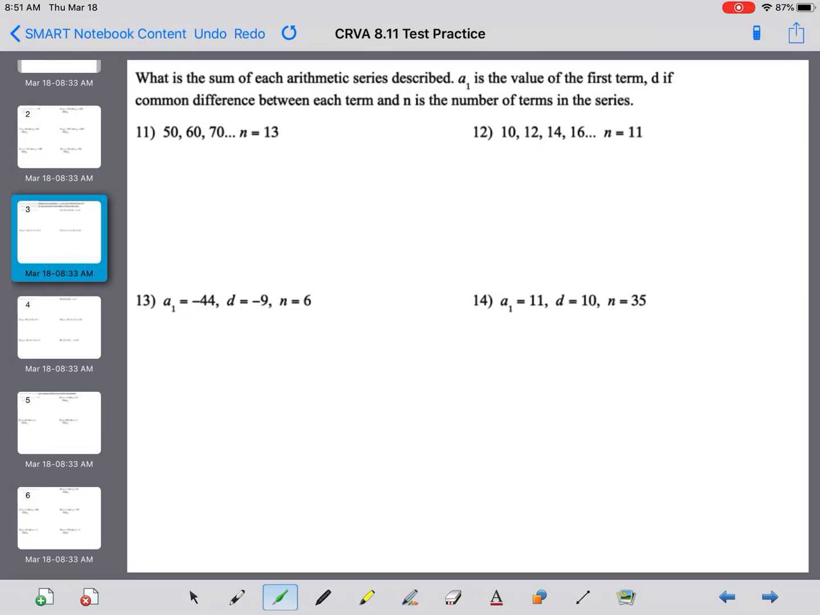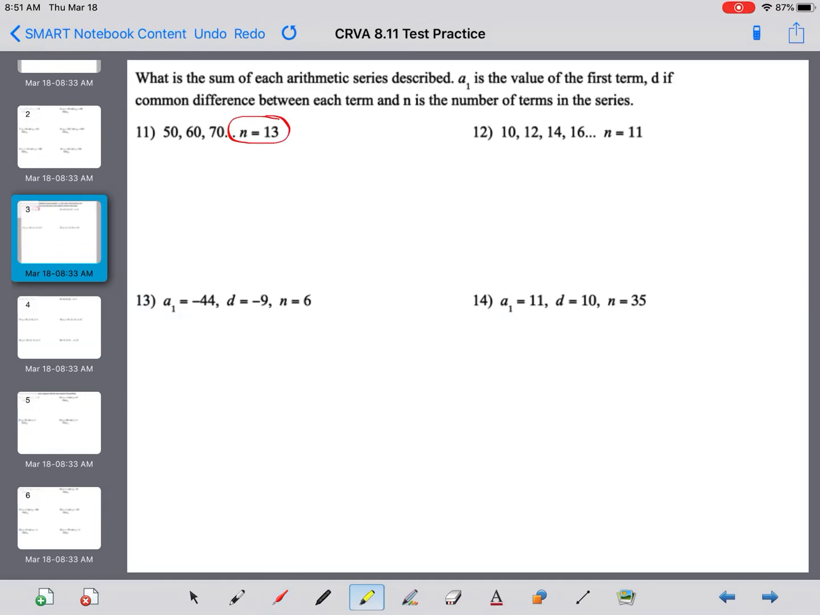A sub 1 is the value of the first term. That comes up in a little bit. D is the common difference between each term, and n is the number of terms in the series. So there are 13 terms, and I want to find the sum of them.